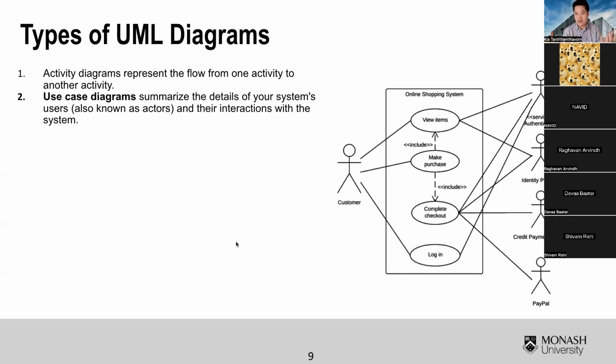Think about this one again. Online shopping system. We have the customer as an actor, the initial actor, right? And then we have a number of use cases where the customer can view the items, make the purchase, complete the checkout, and log in. And we also have other external actors as well.